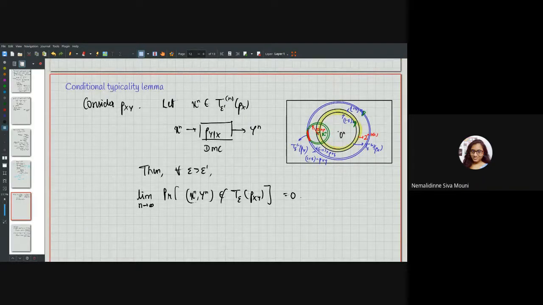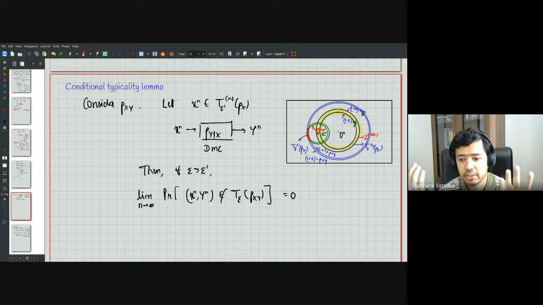Sir, wouldn't it depend upon the probabilities? Like we are not considering anything related to probability currently. We are, right? So the typical set is already incorporating the probabilities themselves, right?